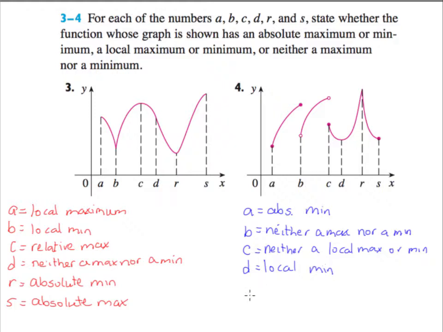So therefore C, we say, has neither a local max nor a local min. D is a local min. R is our highest point on our graph, so we call it our absolute maximum. And S is a local minimum value.